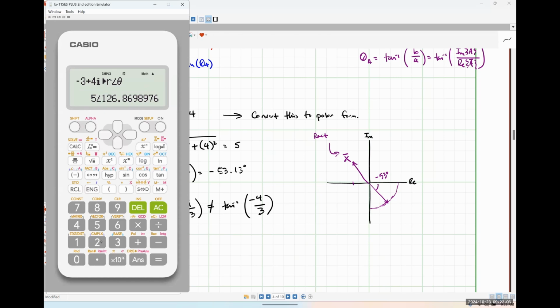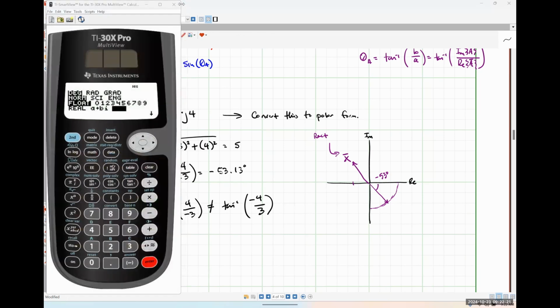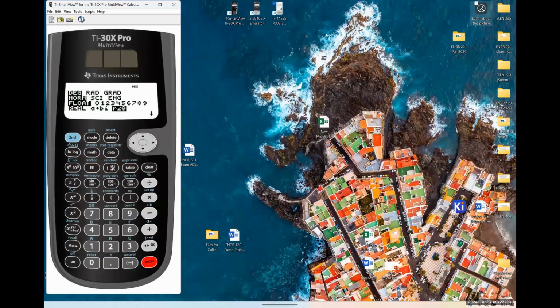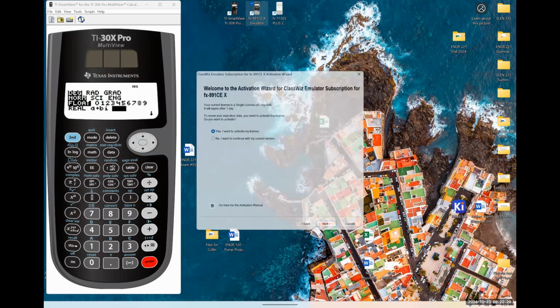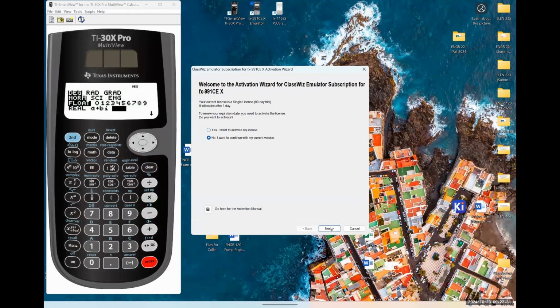All right. Anybody with a 115 or equivalent calculator, so one of them that looks like this, have a question before I talk to my 991 folks? All right. Let me open up the Casio 991. That's the wrong one. Emulator. Continue with the current version.